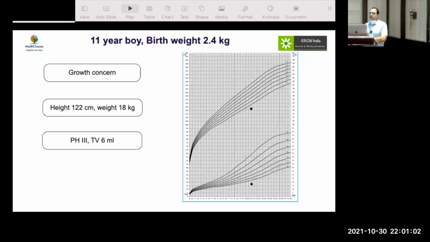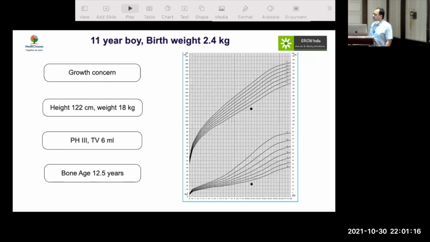Now the thing is, if a normal boy was there, I would have worried. But since he's SGA and has already attained puberty, that increases the metabolic complications. And also he will remain short if we don't treat, because he's short and he's already entered puberty. So as discussed, in this situation bone age is already 12.5 years. So he's lost 1.5 years already.